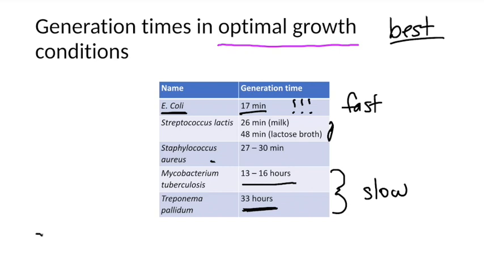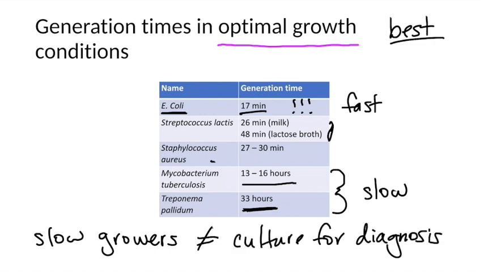So these slow growers, we would not culture them for diagnostics because it can take for TB about 6 weeks to see a single colony. And nobody wants to wait for 6 weeks to find out if they have tuberculosis or not, especially when we have better testing methods. So those really slow growers are not going to be sent to a diagnostic lab for culture, whereas something like an E. coli infection would be, because you can get those results back overnight.